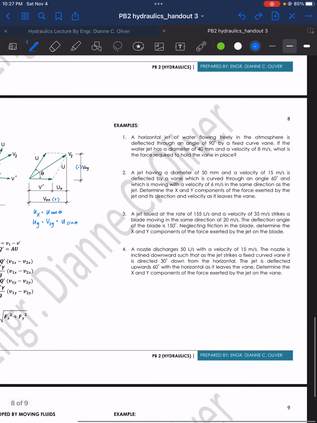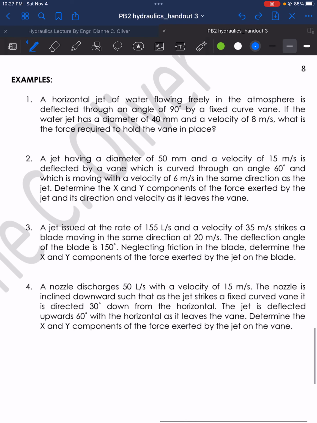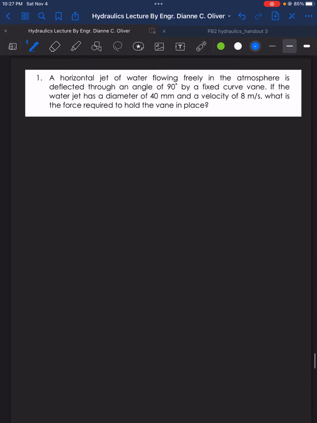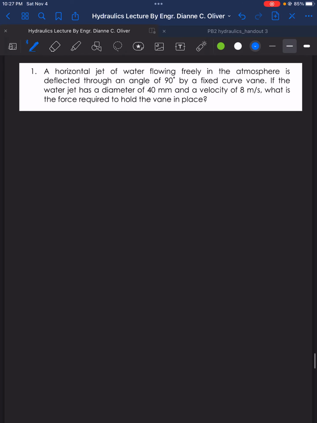Okay, so we have the 4 examples. Let's solve them one by one. For the first one: a horizontal jet of water flowing freely in the atmosphere is deflected through an angle of 90 degrees by a fixed curved vane. If the water jet has a diameter of 40 mm and a velocity of 8 meters per second, what is the force required to hold the vane in place?